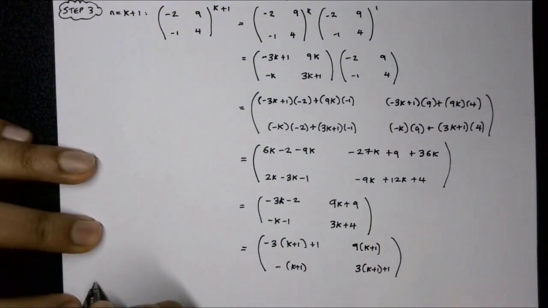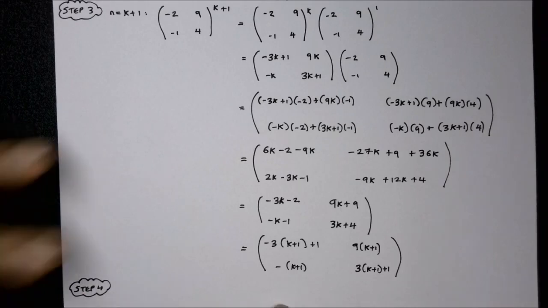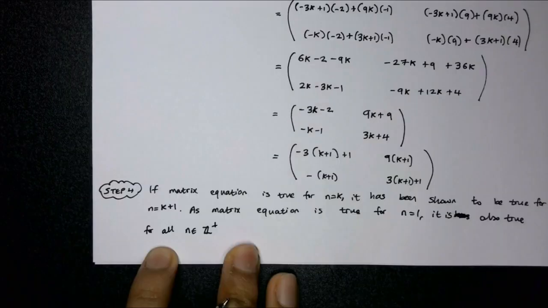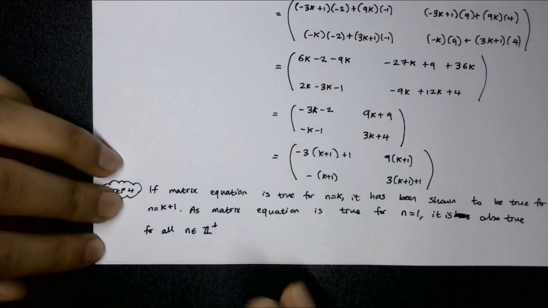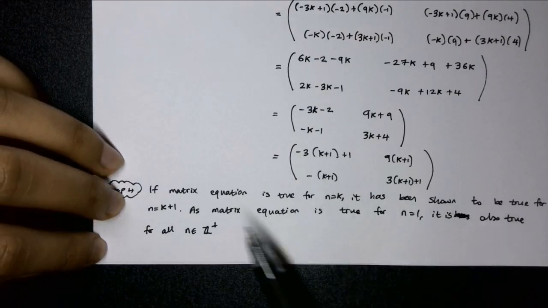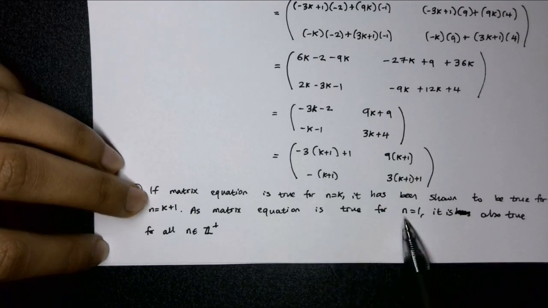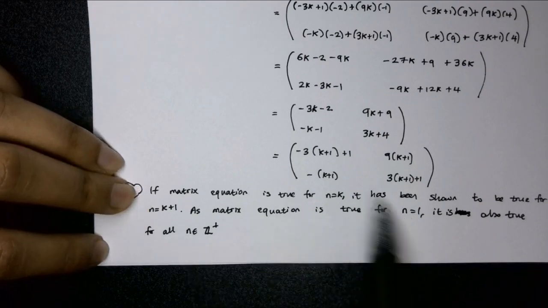So now for our fourth step, we have our conclusion step. So if the matrix equation is true for n equals k, it's been shown to be true for n equals k plus 1, and as the matrix equation is true for n equals 1, it is also true for all positive integers n.